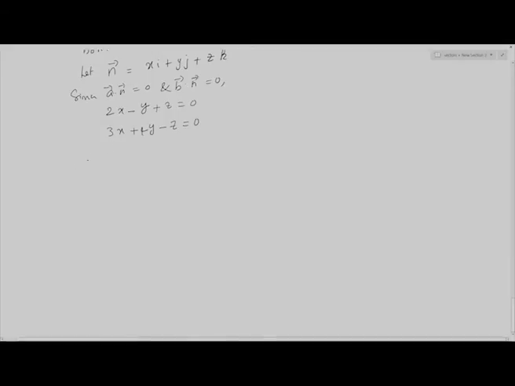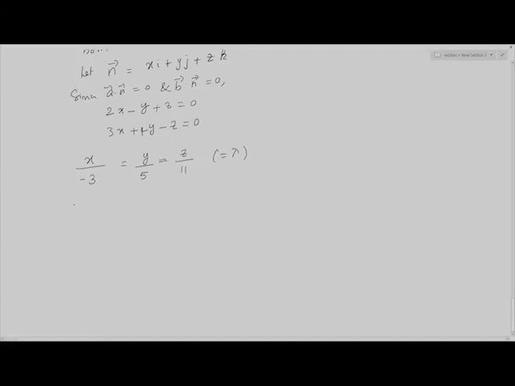So, x is proportional to 1 minus 4, that is minus 3, and y is proportional to 5, that is 3 plus 2, and z is proportional to 8 plus 3, that is 11. So, x, y, z. If I call this lambda, then x is minus 3 lambda, y is 5 times lambda and z is 11 times lambda.